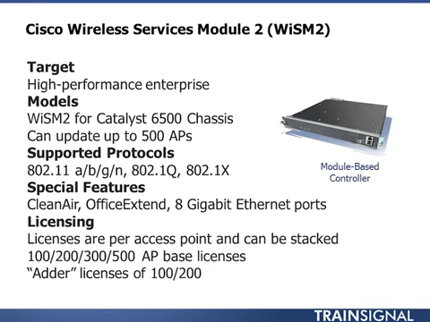So the Cisco Wireless Service Module 2 is really for mission-critical, high-performance enterprise environments. This controller is deployed on the Catalyst 6500 series switch, which means it's typically suited for mid to large size enterprises. It can support up to 1,000 access points, but typically you don't want to put more than 500 on this controller, and hence why it's got a 500 AP base license.